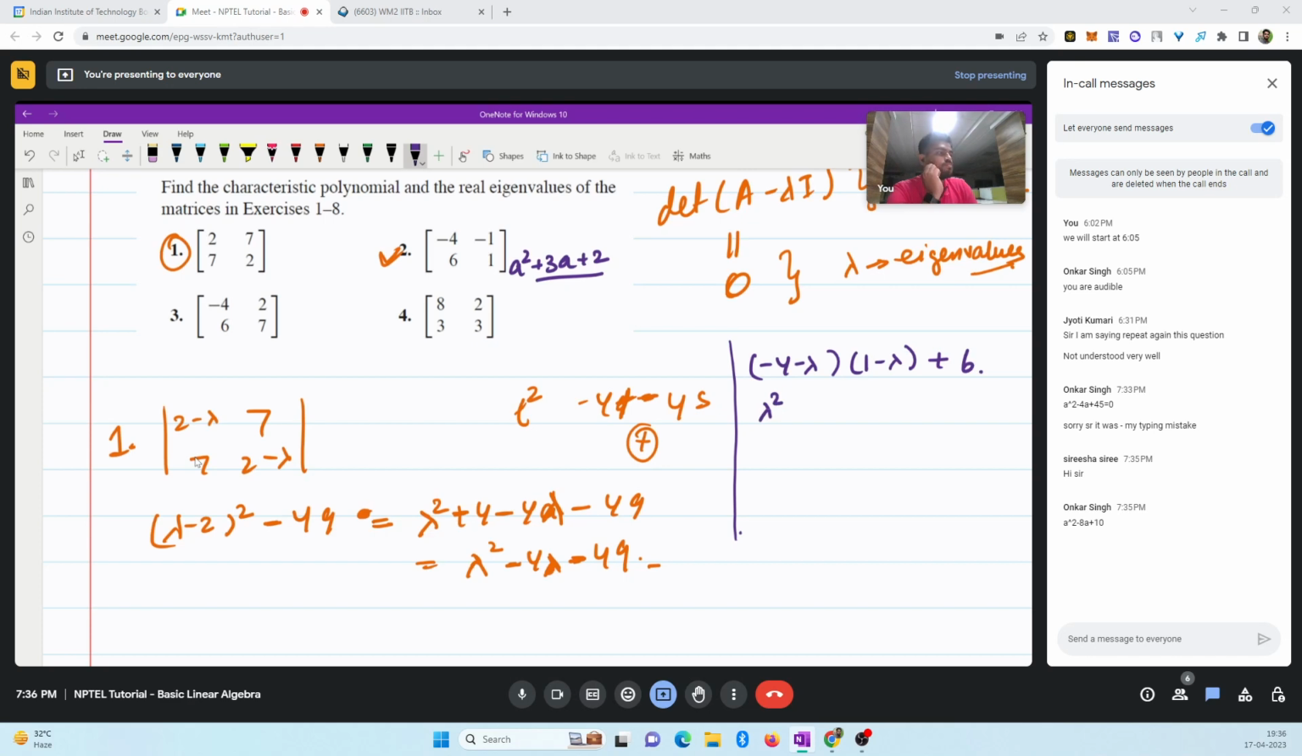Sir, I think the first option, lambda square minus 4 lambda minus 45, that one is correct. I think the first option is the right answer.